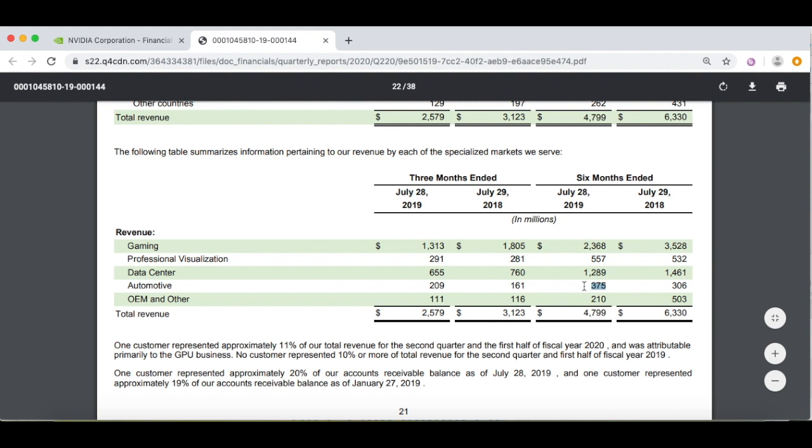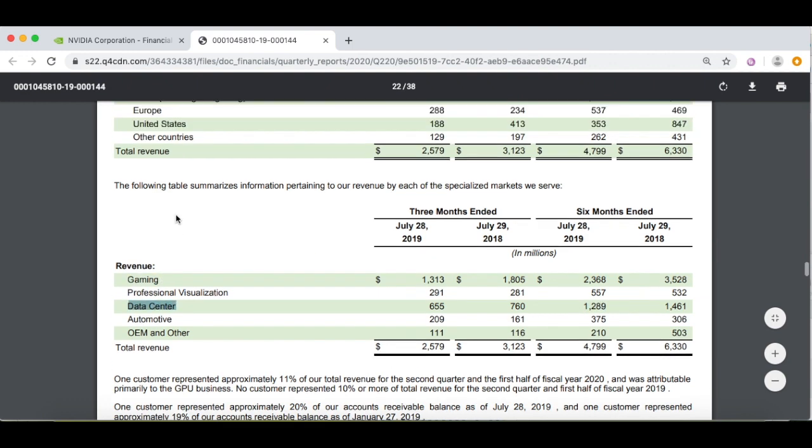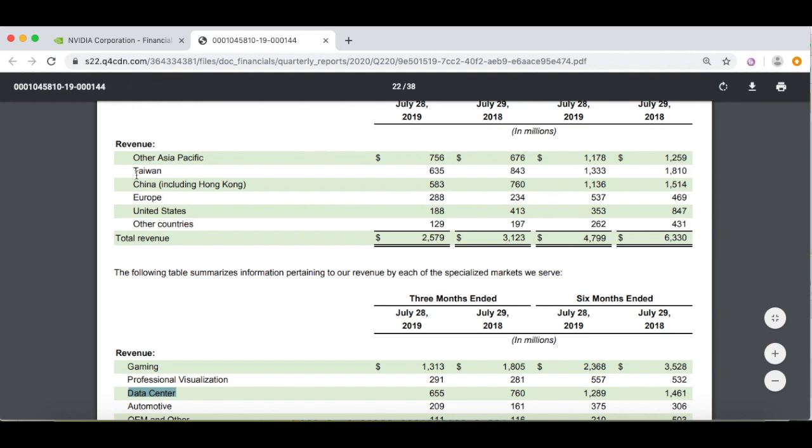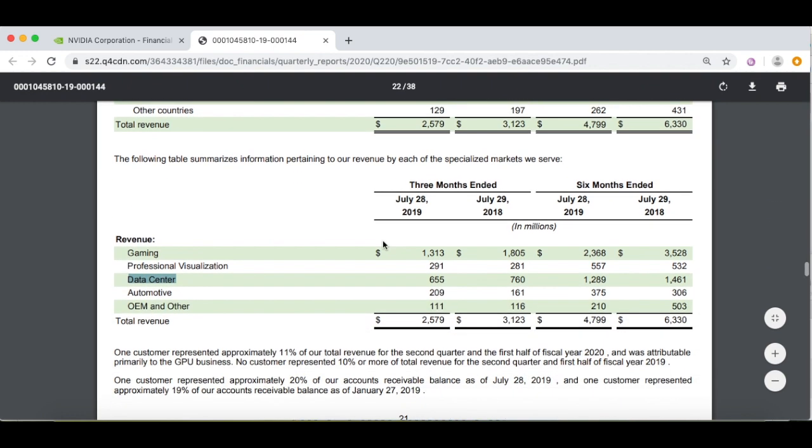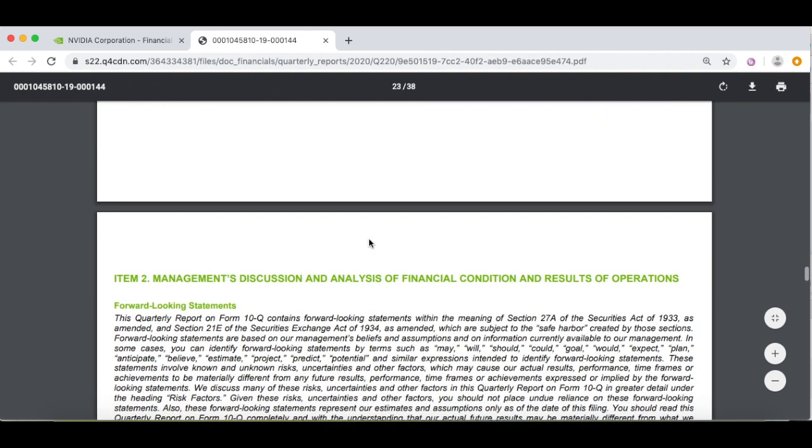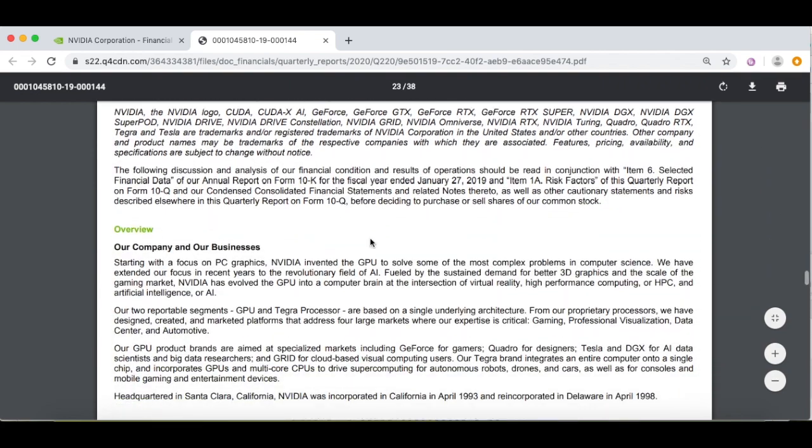Now, could automotive come up one day? Could professional visualization keep going up? Sure. And maybe the gross margins on these are really good. But look at where all the revenue is coming from. So if you dig deeper into Nvidia, you'd want to study gaming, data center, and kind of the Asia Pacific region here. So very interesting, beautiful visualization there of the company.